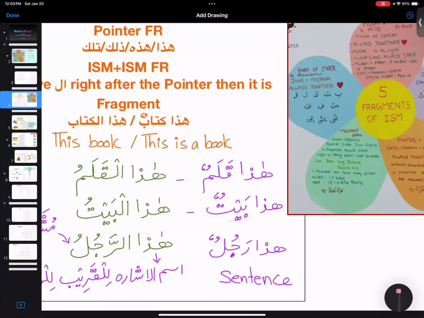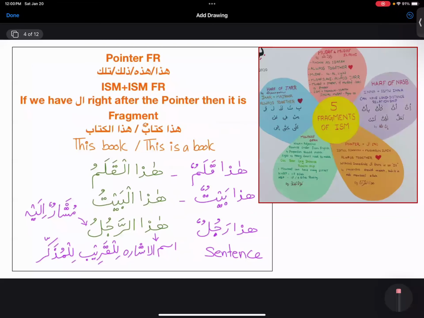So what did I just say? These pointers, either they are going to make a sentence, or they can create a fragment. How are we going to differentiate? How will we know that this time it is making a sentence and this time it is making a fragment? This is what we are going to learn today.